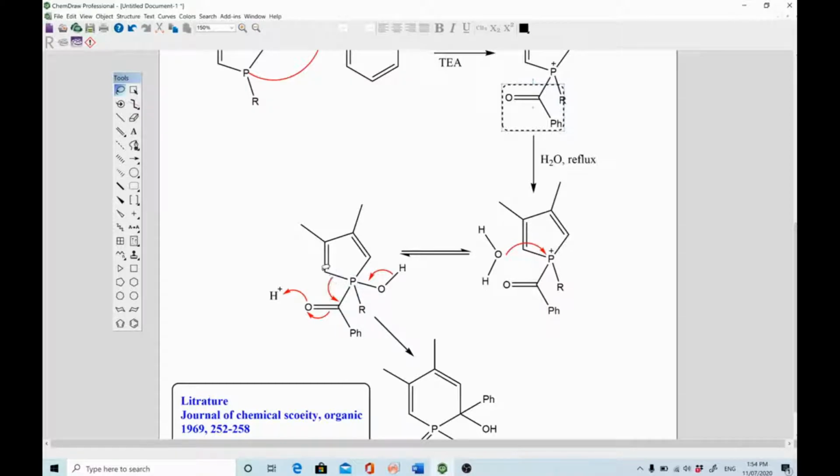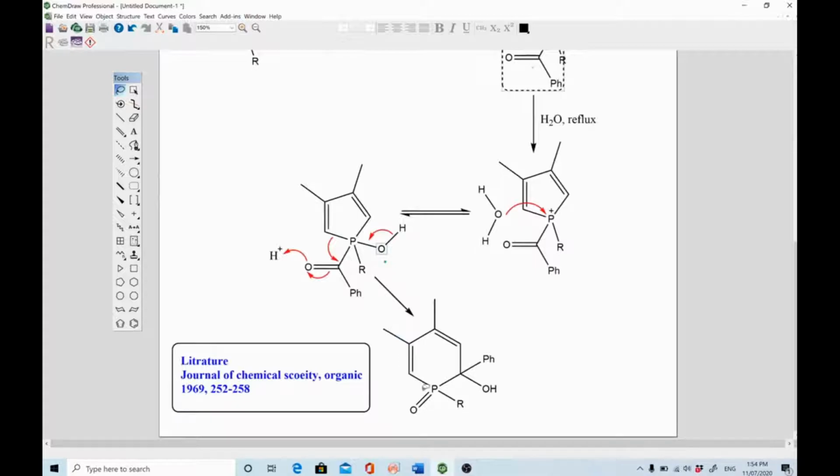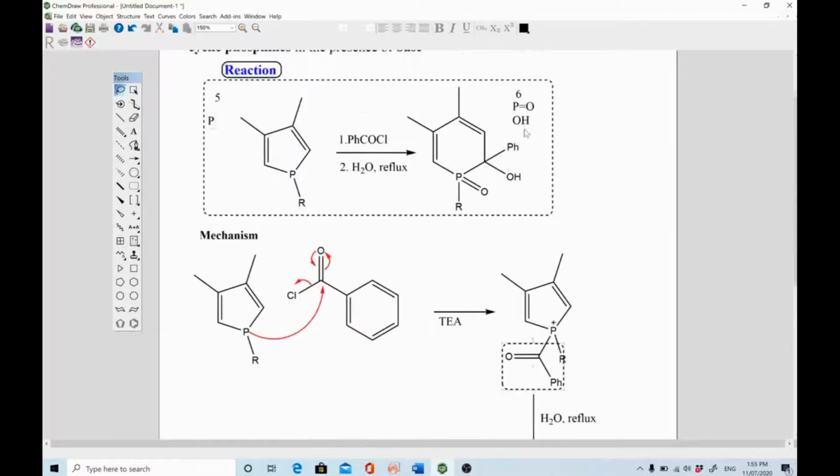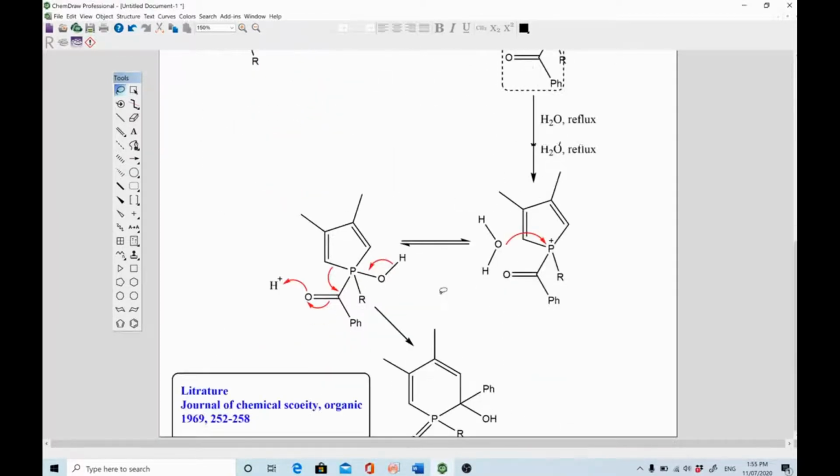Now this bond, or this lone pair, goes to the carbonyl carbon of this acyl group. Again, this is an electrophilic center, and this leaves, and this is the proton of water which is being picked up by this oxygen, and this oxygen is converted into OH, and this is the phenyl which started from this acyl group, and this is how you get a phosphorus double bond oxygen. As I promised at the start, you will get a 6-member ring, phosphorus double bond oxygen, and OH, and this was the mechanism of this reaction.